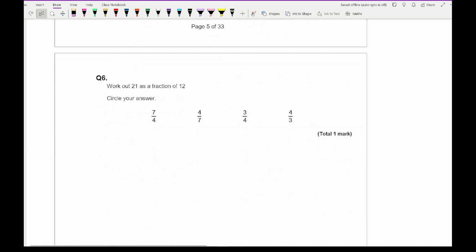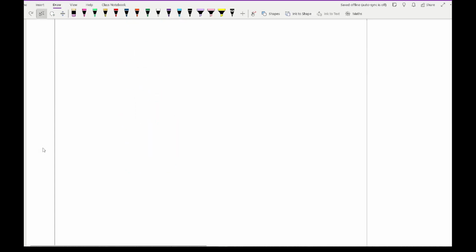Moving on to question 6, so this is where we move on to fractions. So it says work out 21 as a fraction of 12. So here I'm going to do 21 over 12, and then simply simplify the fraction. So find a common factor that goes into both 21 and 12, which is going to be 3. So I've got 7 over 4, which is my first option.